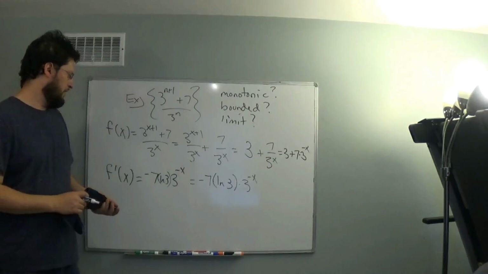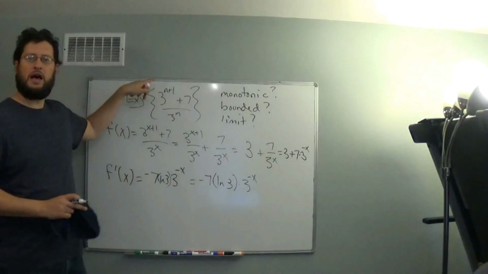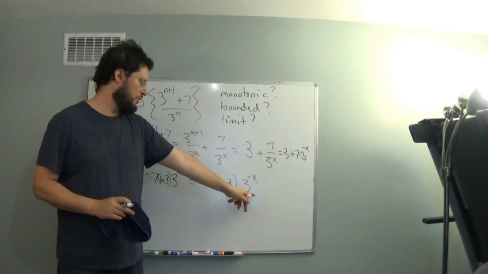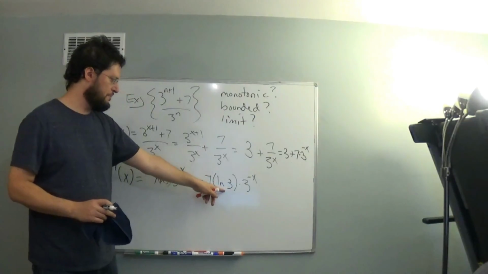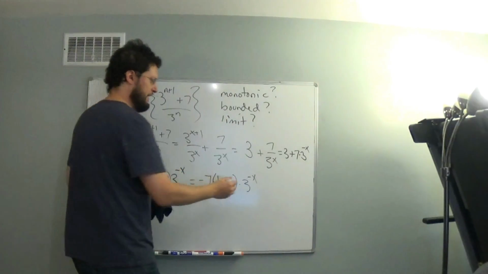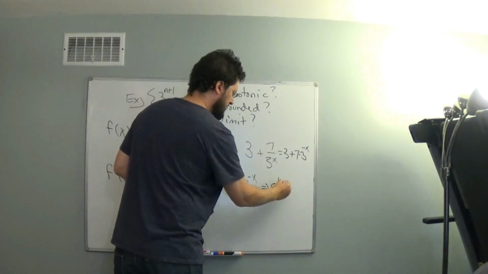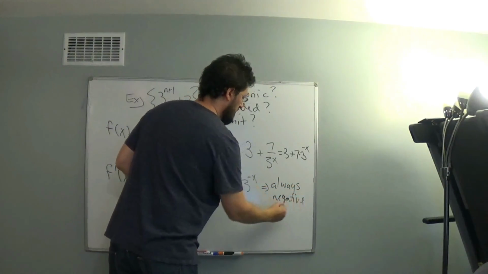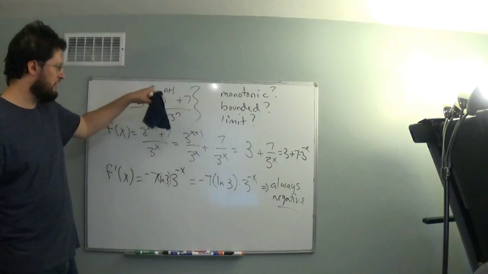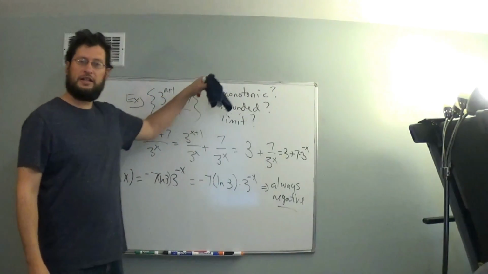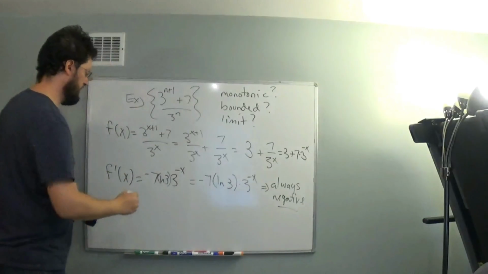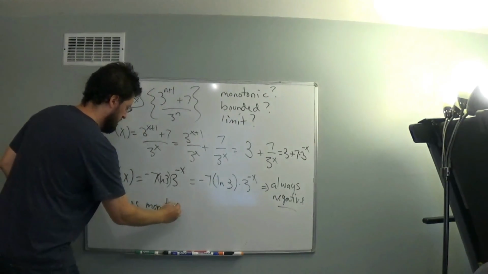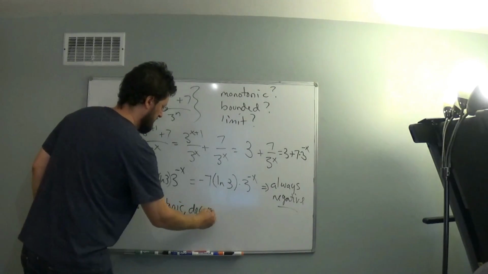Now what? Well, x is always positive here, and actually it doesn't matter. 3 to the negative x is always positive no matter what. This is positive, ln of 3 is positive, negative 7 is negative. This is always negative. Which means that this sequence is monotonic, but going down. Yes, monotonic. Decreasing.